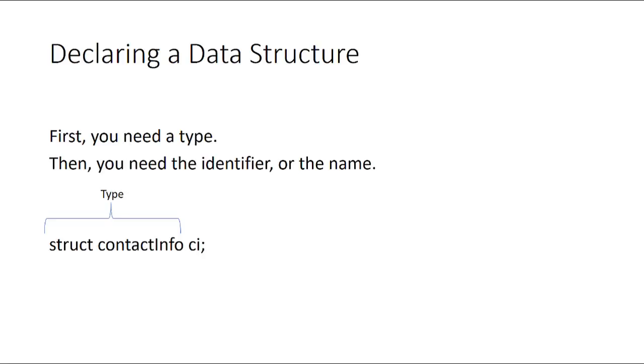Then we need the identifier or the name. And CI is the actual identifier or name. Okay, so the type is struct contact info. That's the same as if you declare an int or a double. CI is the name.